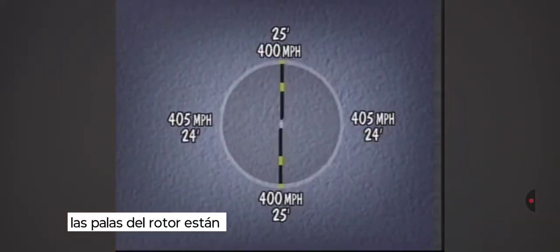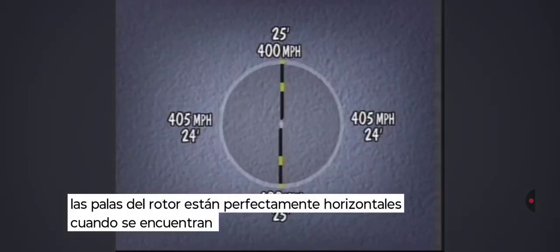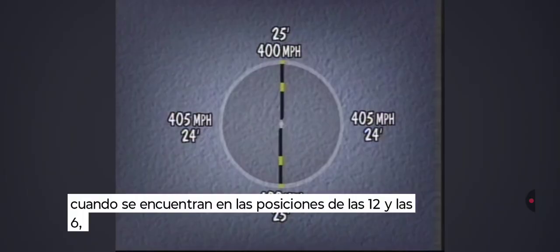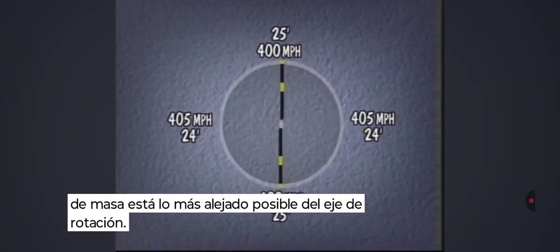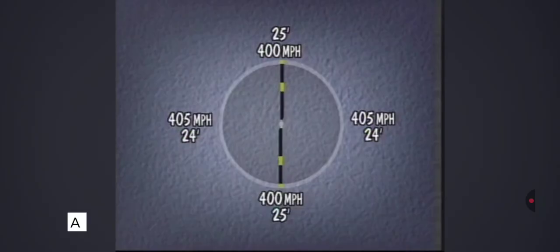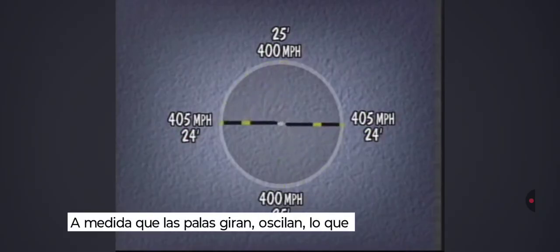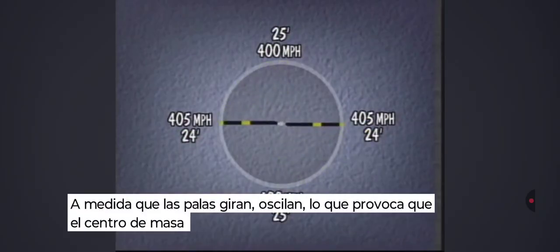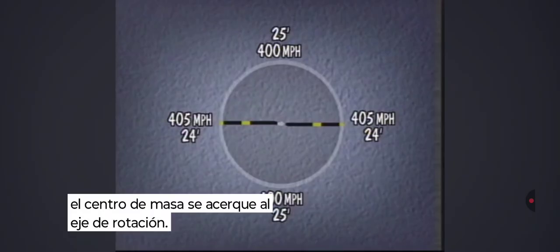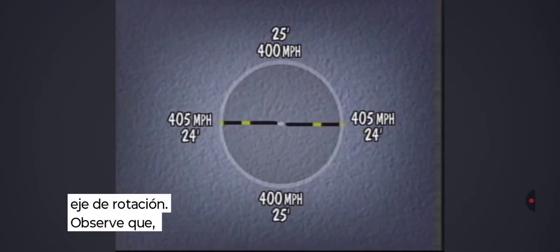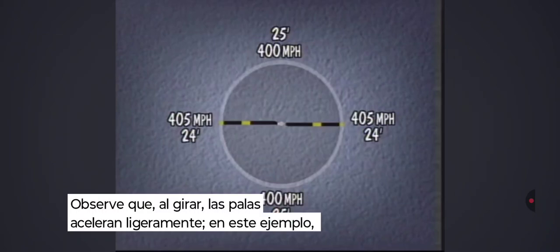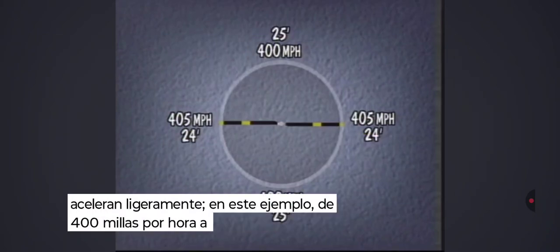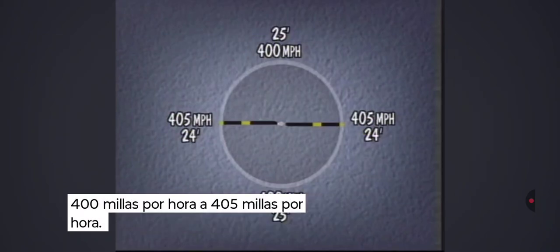The rotor blades are at true horizontal when they're at the 12 o'clock and the 6 o'clock positions, and their center of mass is furthest from the axis of rotation. As the blades rotate, they flap, causing the center of mass to move closer to the axis of rotation. Notice that as the blades rotate, they accelerate slightly. In this example, from 400 miles per hour to 405 miles per hour.